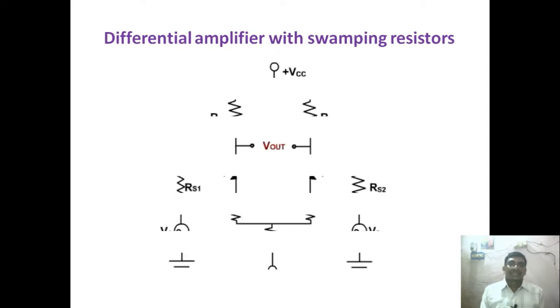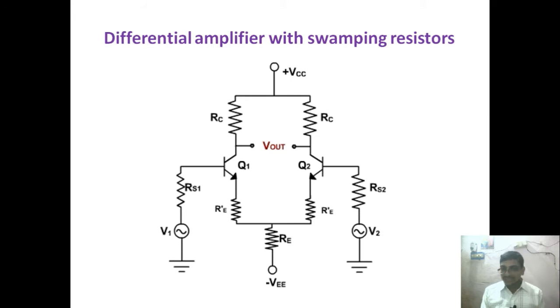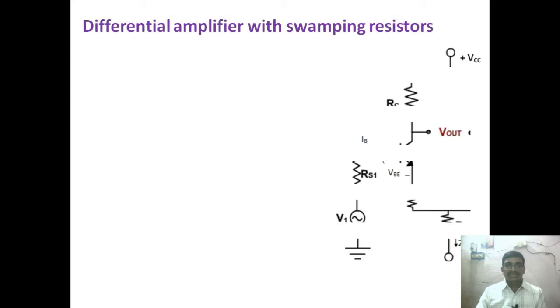So let us see the circuit of a differential amplifier using the swamping resistors Re dash. So this is the circuit. Here everything is the same except these emitters have Re dash resistances. These two are called swamping resistors. Okay, so let us do the analysis for this differential amplifier with swamping resistors.